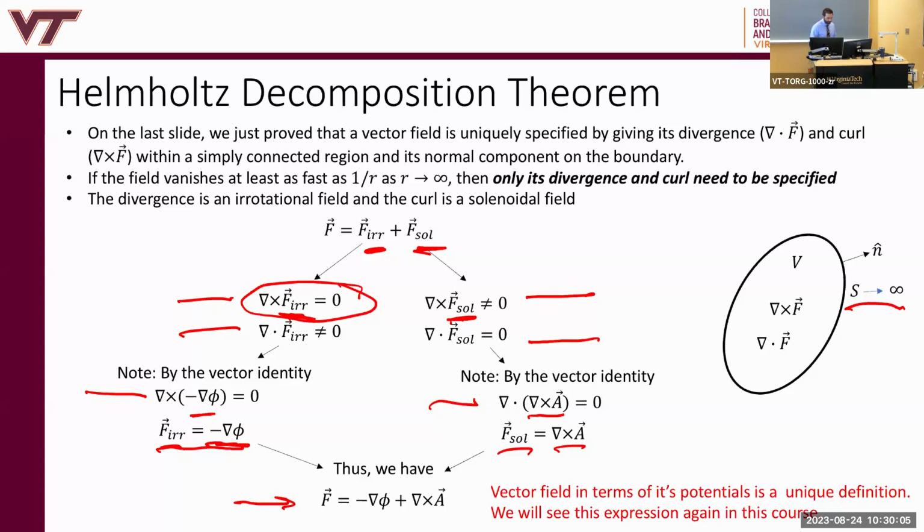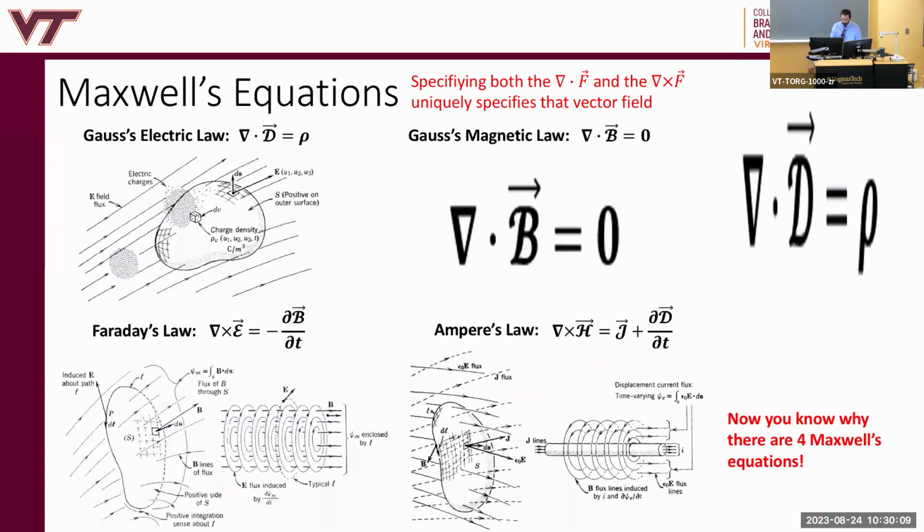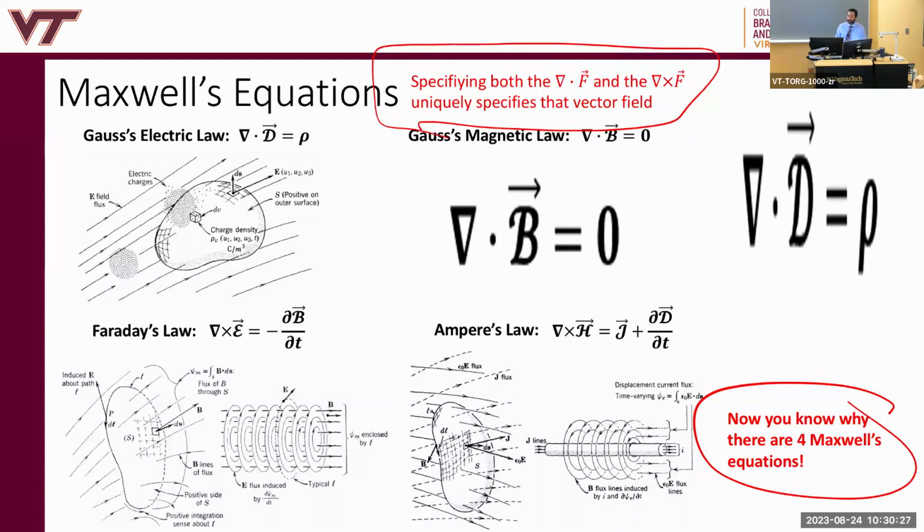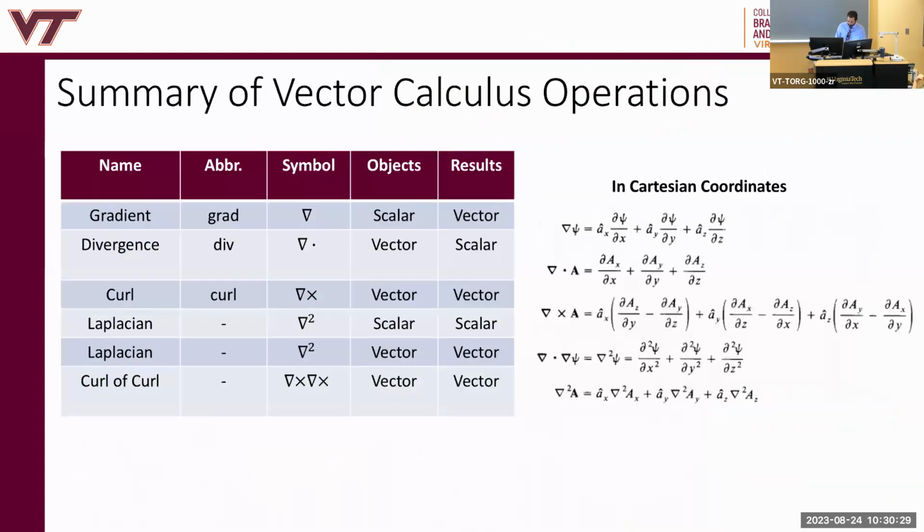Okay, good. All right. So now you know why there are 4 Maxwell's equations, except something happened to the slide. Hopefully it's right in your notes. I'll fix it in Canvas if it's not. All right, same slide as I showed you just a minute ago, but I added these 2 statements to it.